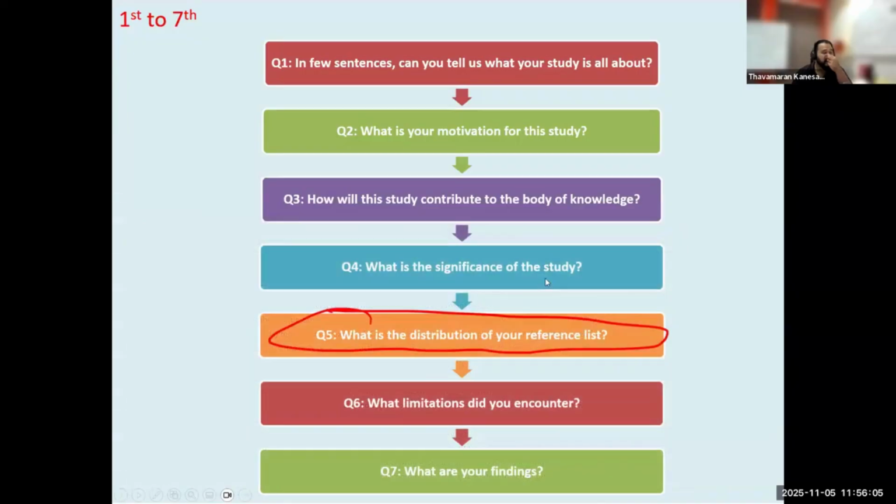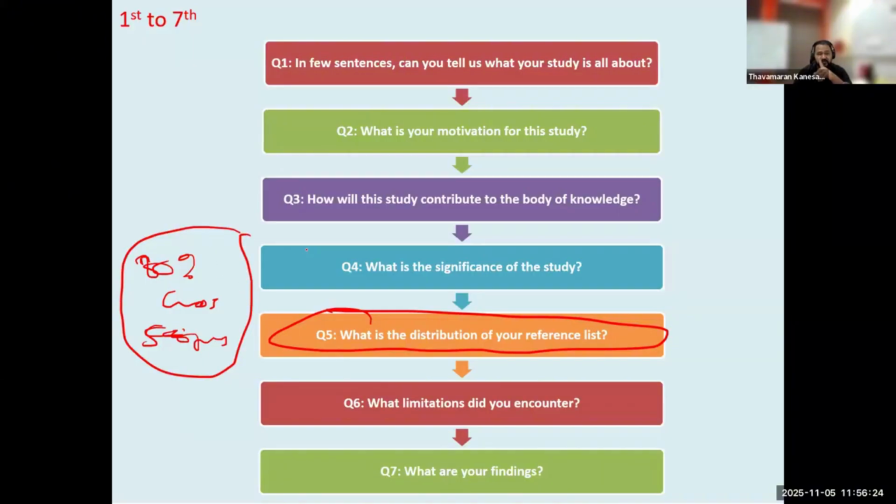So what is the distribution of your reference list? It must be 80% Web of Science and Scopus, high impact journals. Maintain that. That's what your examiners will look for. You want to get a swift passing? Have your reference list with this.